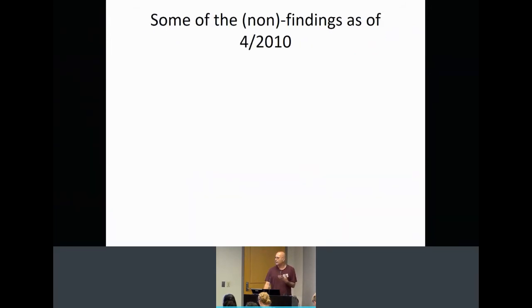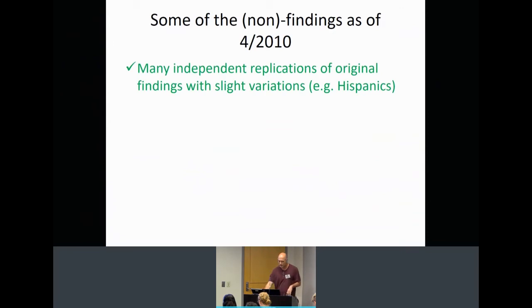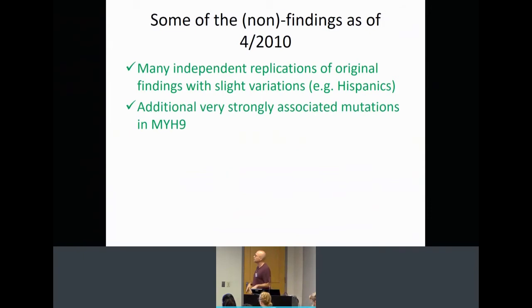And what do we have as of April 2010? So we have many independent replications of these original statistical findings. For example, our Hispanics paper, which is just replicating the same thing in a slightly different context. So we know it's real. We know the statistical association is real.